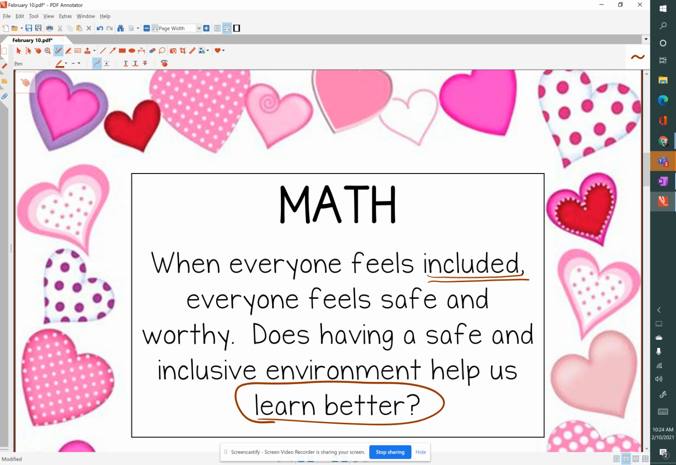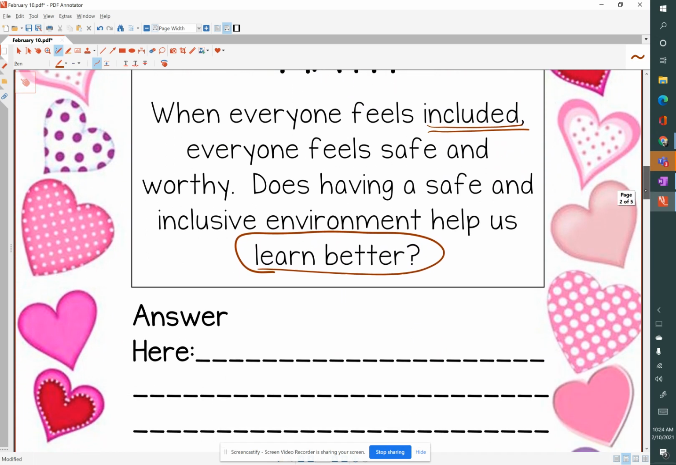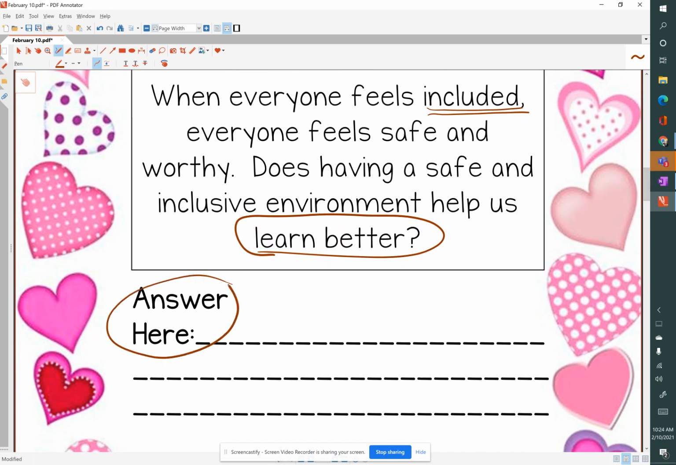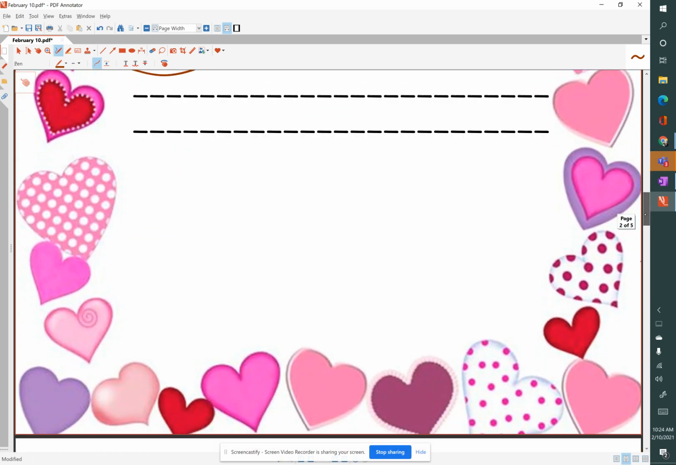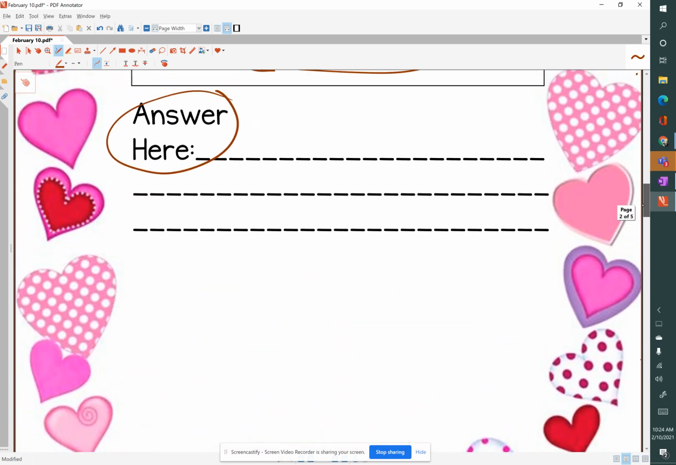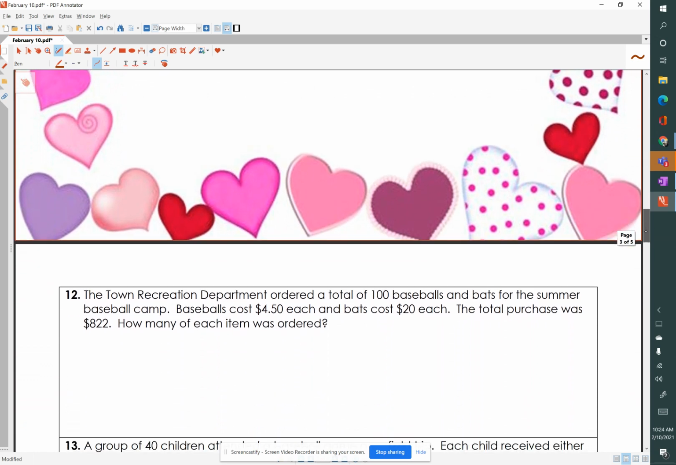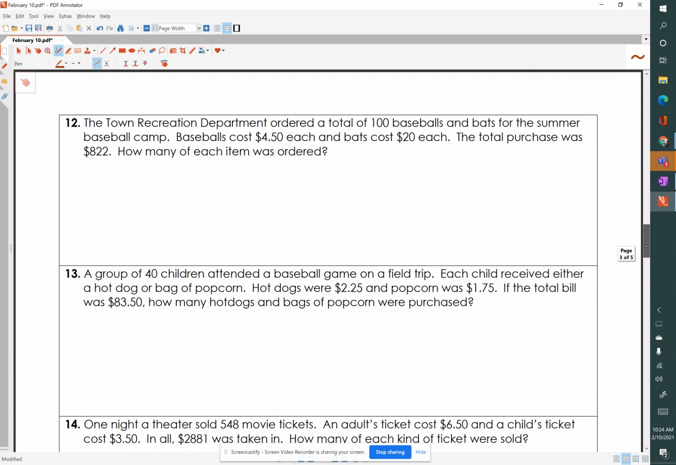And also, as you're thinking about that, think, what can you do to make others feel included? And I'd like you to write about that here, please. We'll come back to our exit ticket in a few minutes. I think I didn't even put it on there, but we can go back to it. Well, let's take a look at these problems.